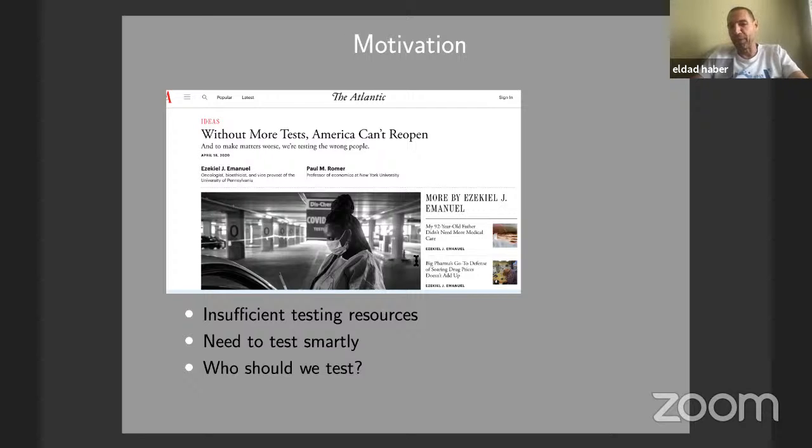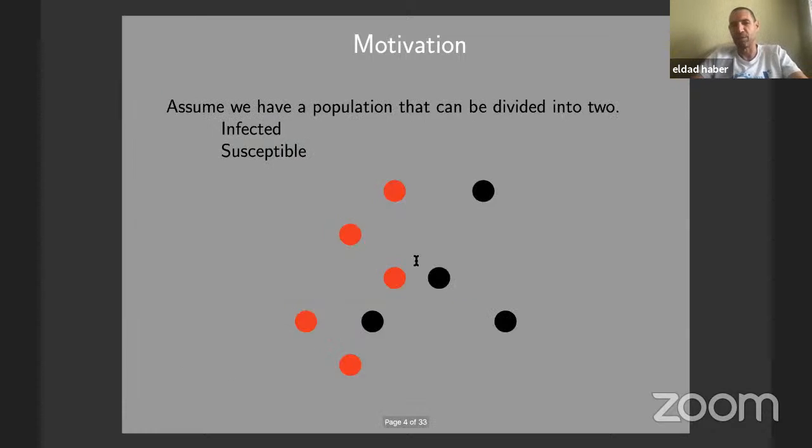The problem is, as always, that we don't really have enough tests. It doesn't matter what we do, we're not going to have 360 million tests a day. It's not going to happen. And we always have this problem of resources. So the question is, how should we test smartly? And really, who should we test? That's the question that comes around this.